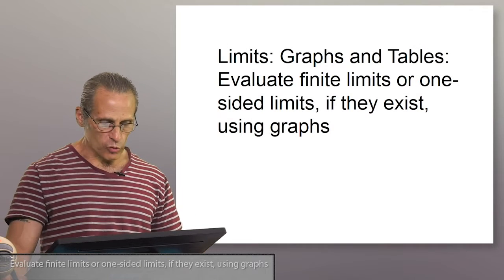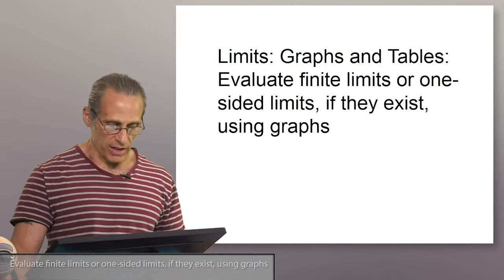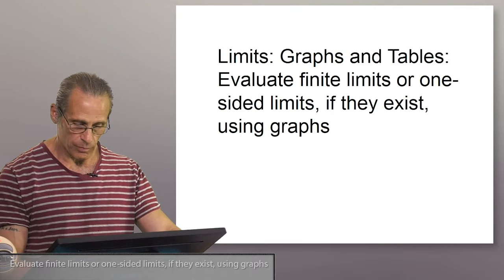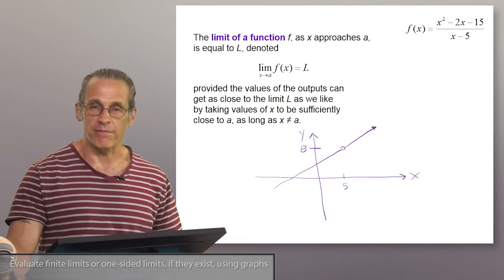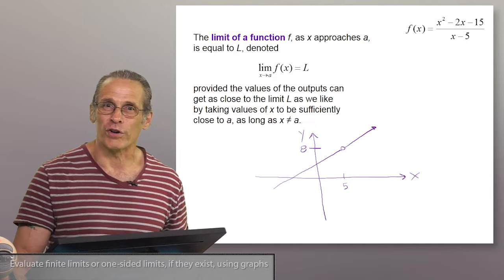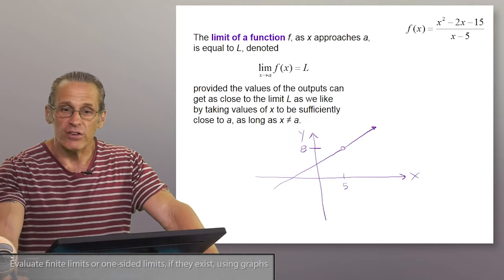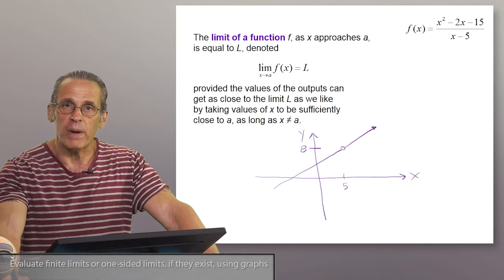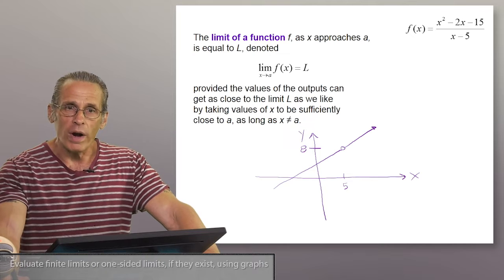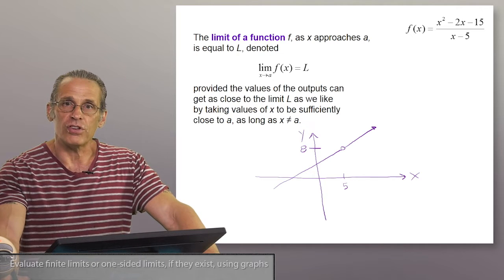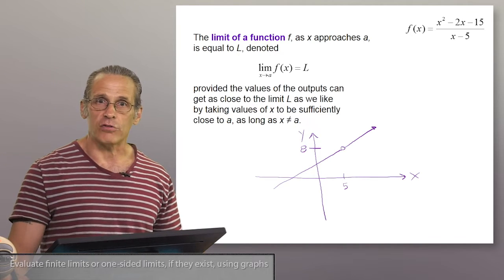Evaluate finite limits or one-sided limits, if they exist, using graphs. Here before you have the graph of a function. The function is written up in the corner. It's x squared minus 2x minus 15 over x minus 5. What we want to do is take a look at the limit of this function as we approach 5 from the left and the right.